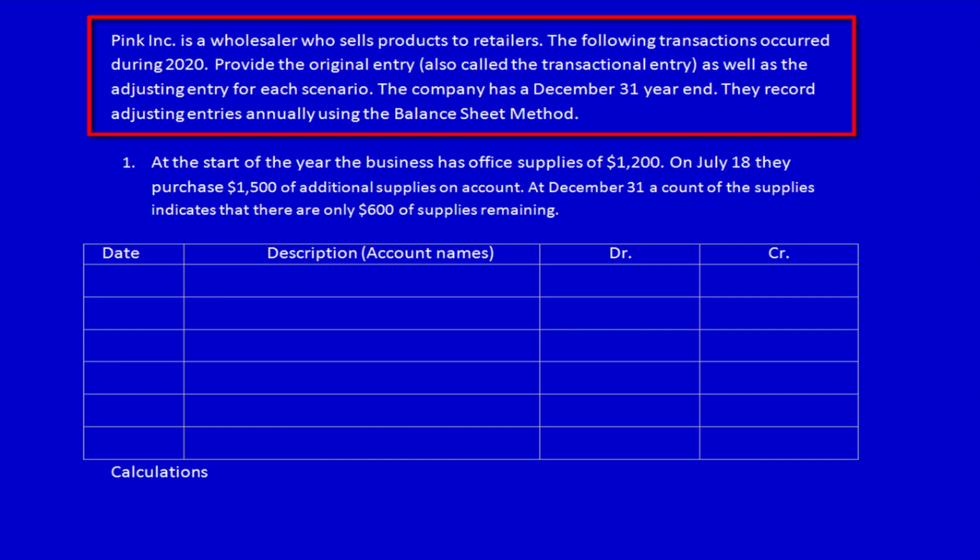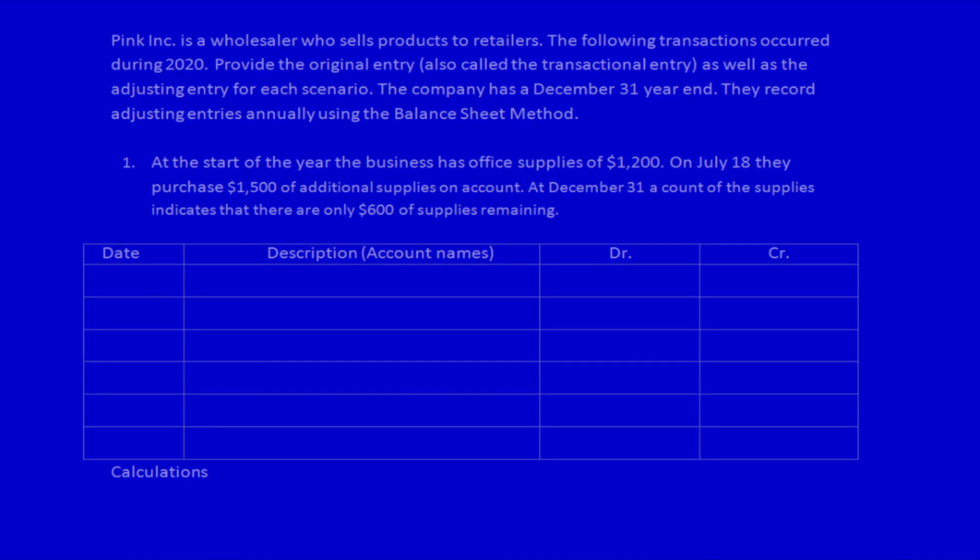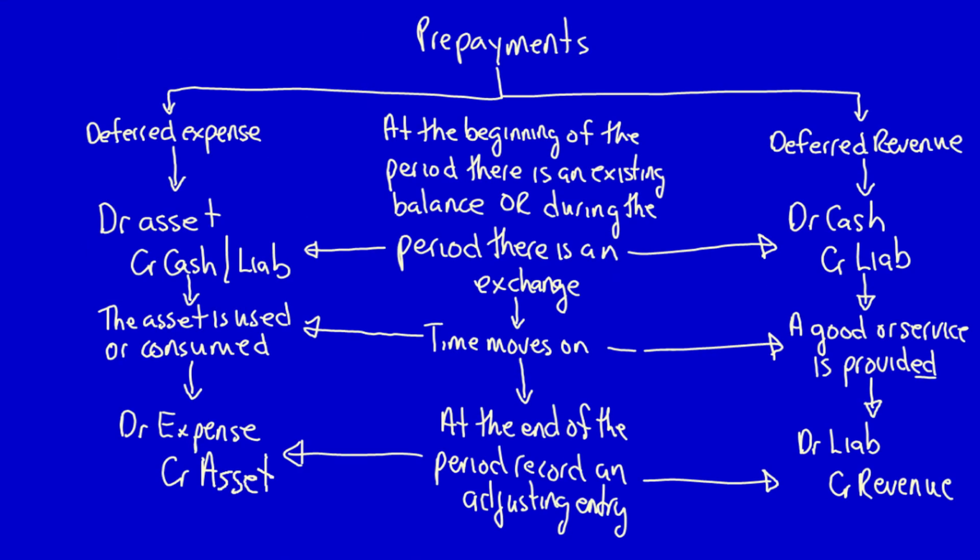The company has a December 31st year end. They record adjusting entries annually using the balance sheet method. So this is exactly what I demonstrated to you when we did the flow chart. All right, let's go back to the question.